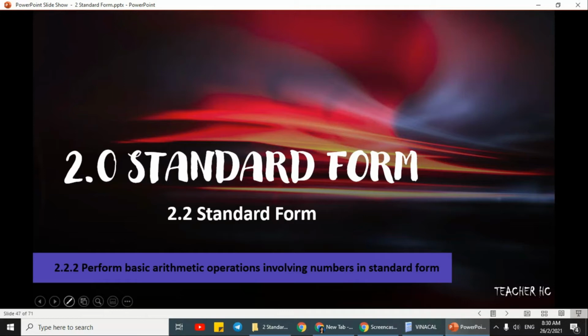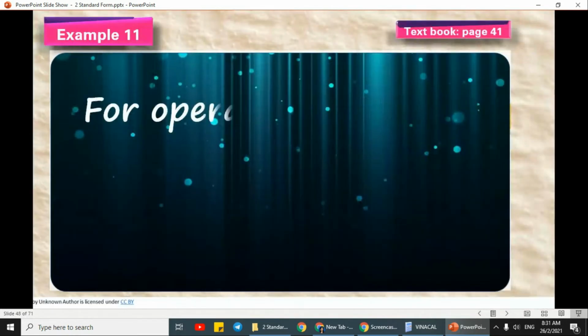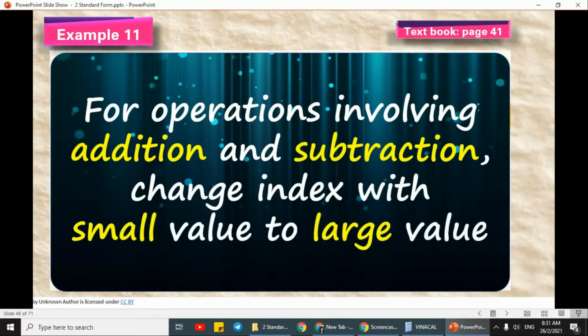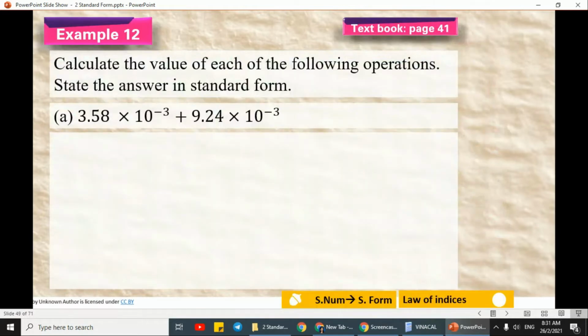In this video, we continue to perform basic arithmetic operations involving numbers in standard form. In the previous video, we learned that for operations involving addition and subtraction, we change the index with the small value to the large value. So let's continue with example 12.